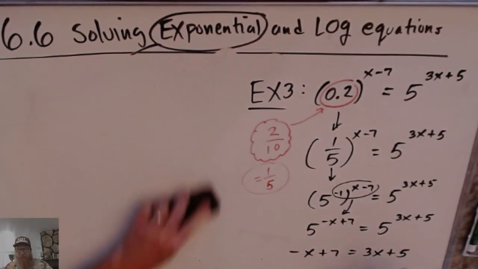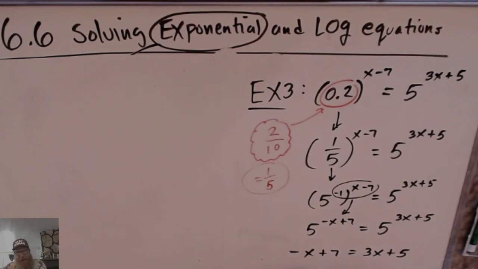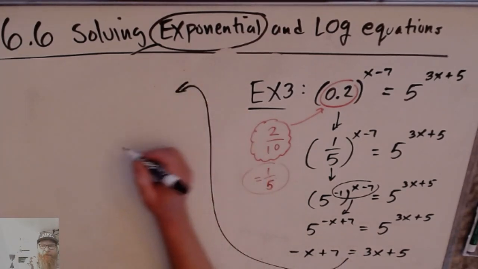Now, in the first couple examples, you just got x equals 2 or x equals 3 or x equals 6 or whatever it happened to be. In this equation, you're not done yet. You're going to keep going.